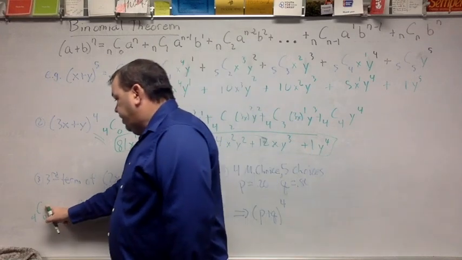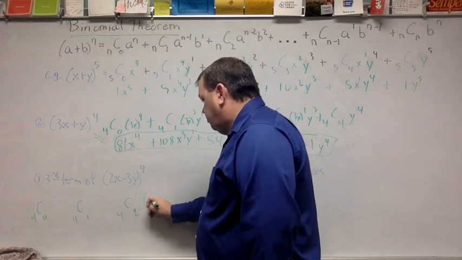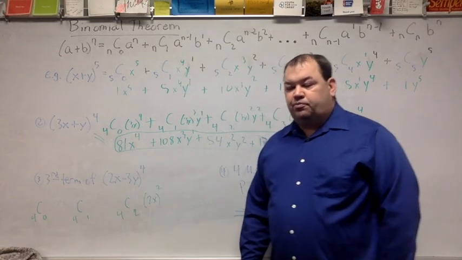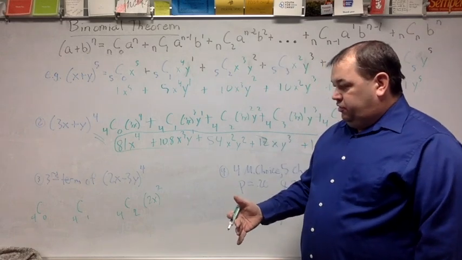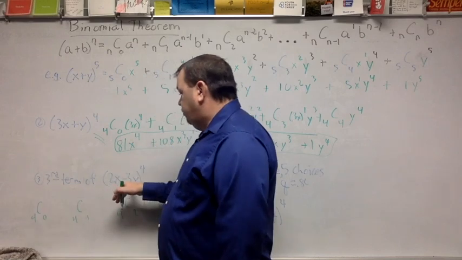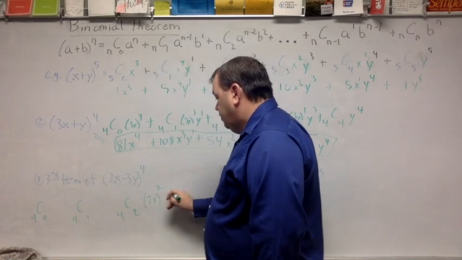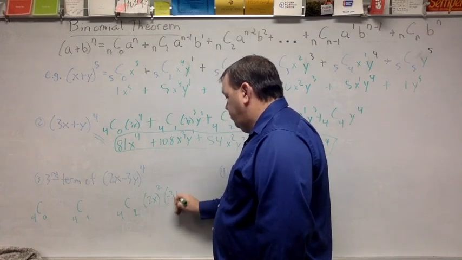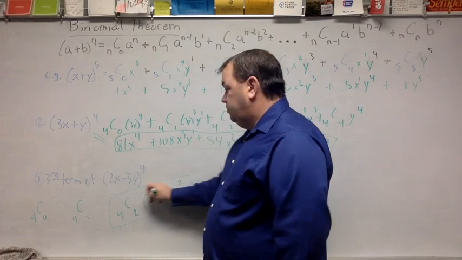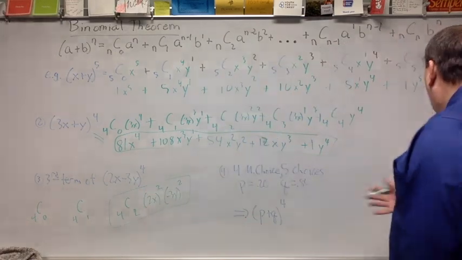And this would be 2x to the 4th, 2x cubed. This one's 2x squared. And if I work backwards, this isn't going to have any of the second term. This is going to be negative 3y to the first, so that means this would be negative 3y to the second. This is the only piece I'm interested in. So I only have one calculation to do instead of all of them.